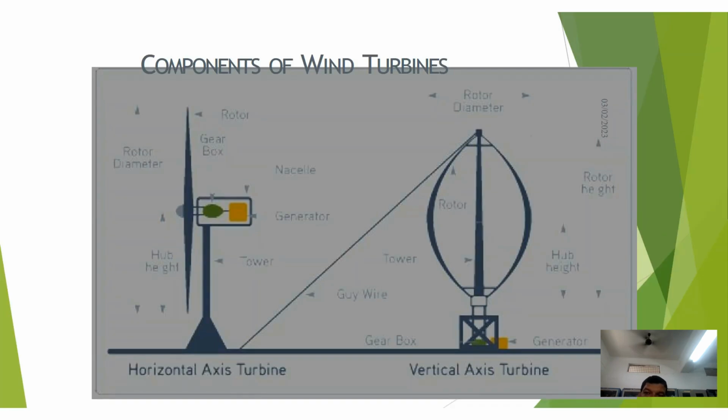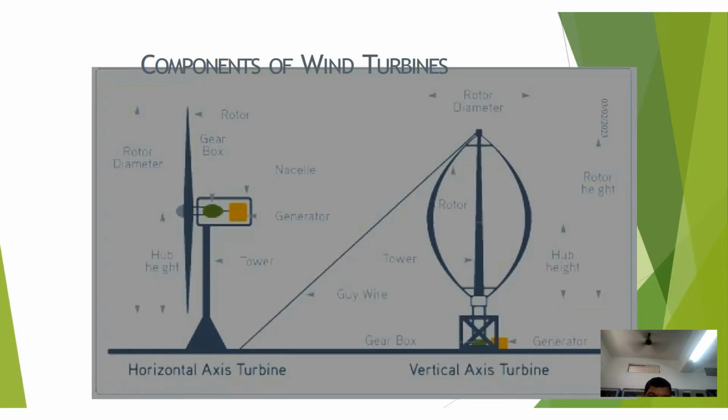So when the wind hits the blades, the rotor starts rotating, so that mechanical power is given to the gearbox so that it may vary the speed, and that is giving mechanical power to the generator, so that the generator converts the mechanical power into electric power.